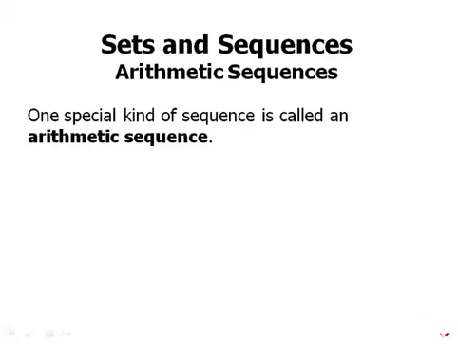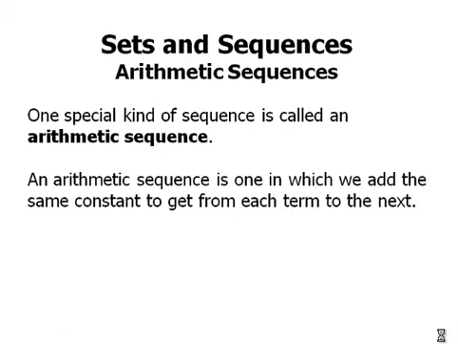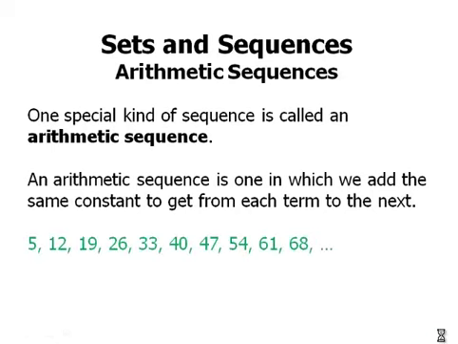Arithmetic sequences. One special kind of sequence is called an arithmetic sequence. An arithmetic sequence is one in which we add the same constant to get from each term to the next. So if you look at this sequence, you'll notice that to get from each term to the next, we're simply adding 7. That's how we go from one term to the next. So we could continue this pattern forever, just continually adding 7 to get the next number.